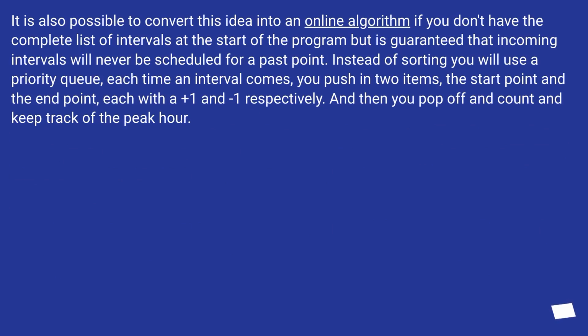It is also possible to convert this idea into an online algorithm if you don't have the complete list of intervals at the start of the program, but it is guaranteed that incoming intervals will never be scheduled for a past point. Instead of sorting, you will use a priority queue. Each time an interval comes, you push in 2 items, the start point and the end point, with +1 and -1 respectively. And then you pop off and count and keep track of the peak hour.